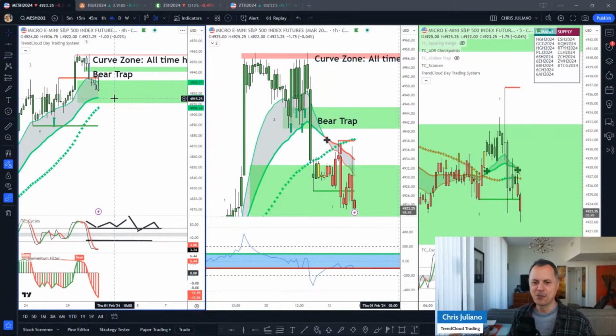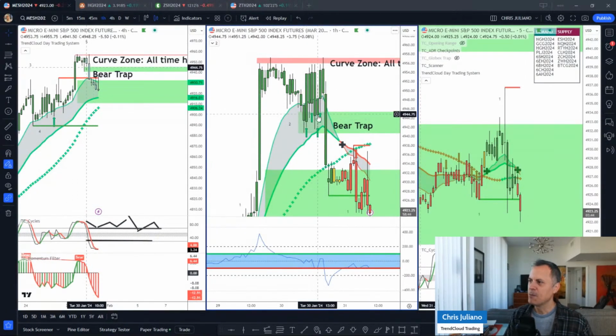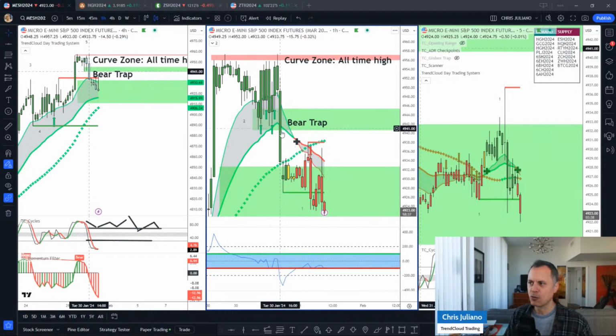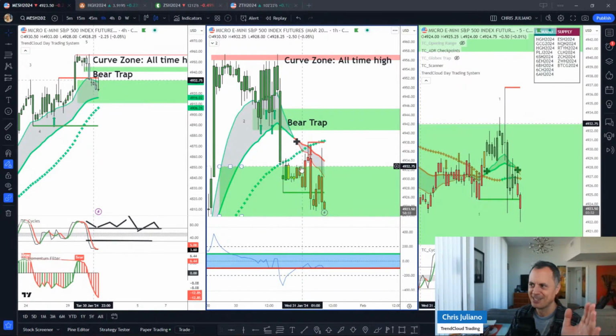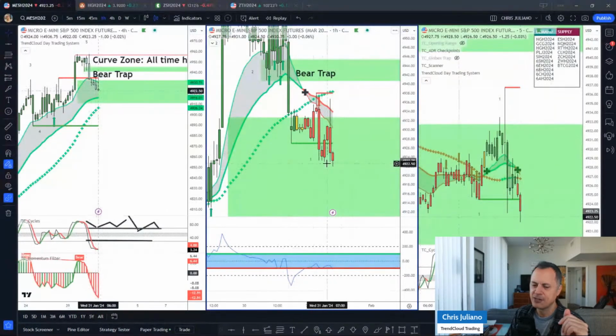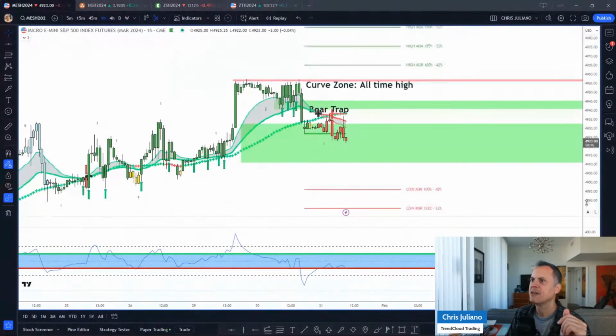So there you go, right? It went, hit our bear trap and went all the way back up to our curve zone here. And then what did it do? It broke through, and I actually watched all of it take place and recorded little bits and pieces of it. Broke through. And what is this big green area down here, guys? That is your high time frame trend cloud.